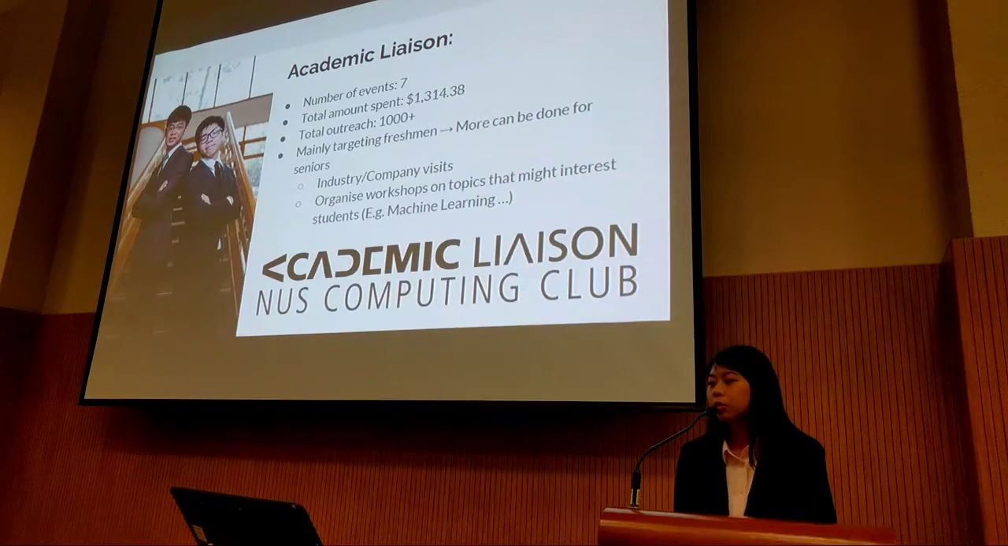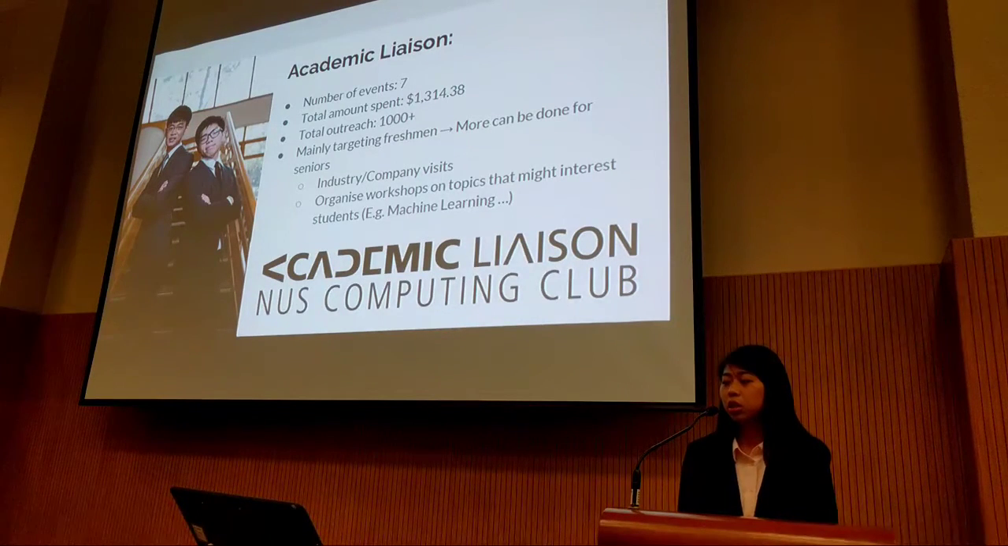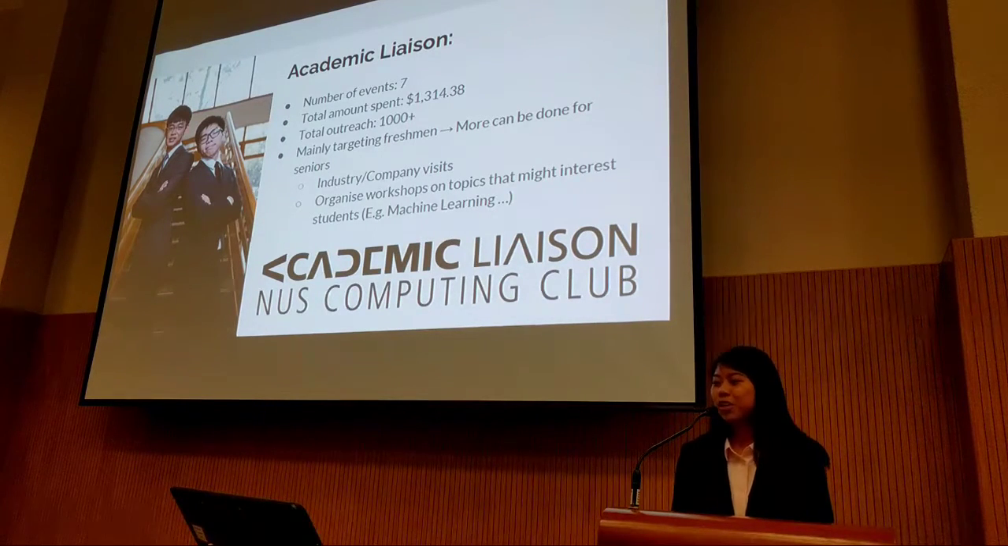So for the academic liaison cell, they had a total number of 7 events, spending a total of $1,314.38 with an outreach of 1,000 students. However, we found out that most of the events planned by the academic liaison cell are mainly targeting freshmen. So we feel that perhaps more can be done for the seniors, such as introducing industry or company visits and organizing workshops on topics that might interest the student population, such as machine learning.